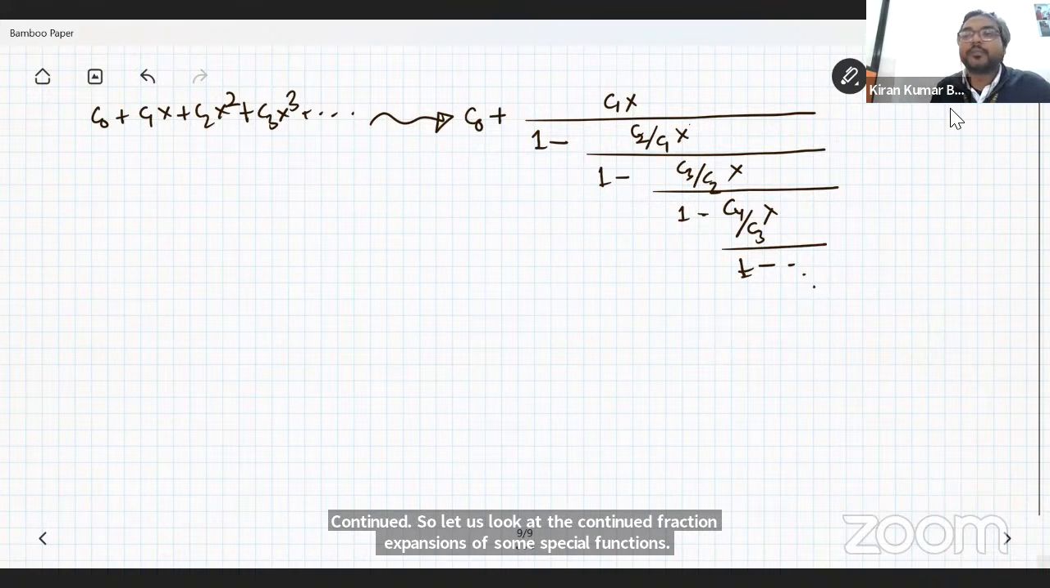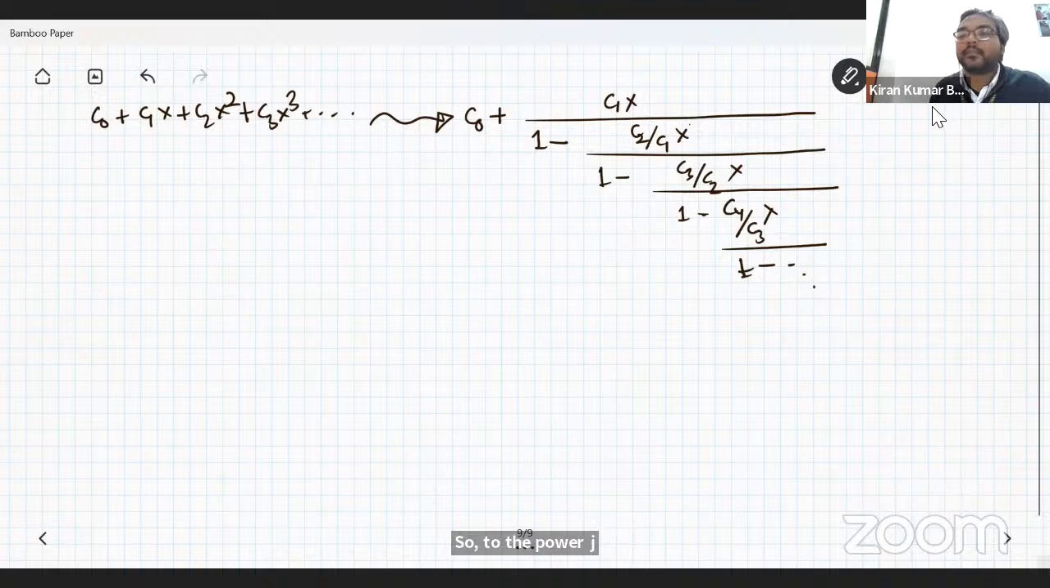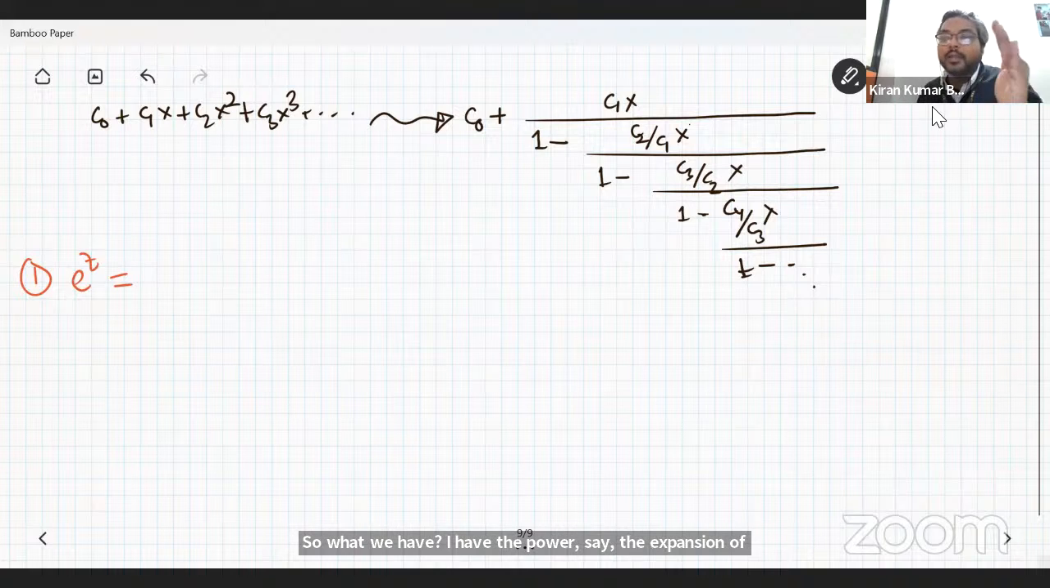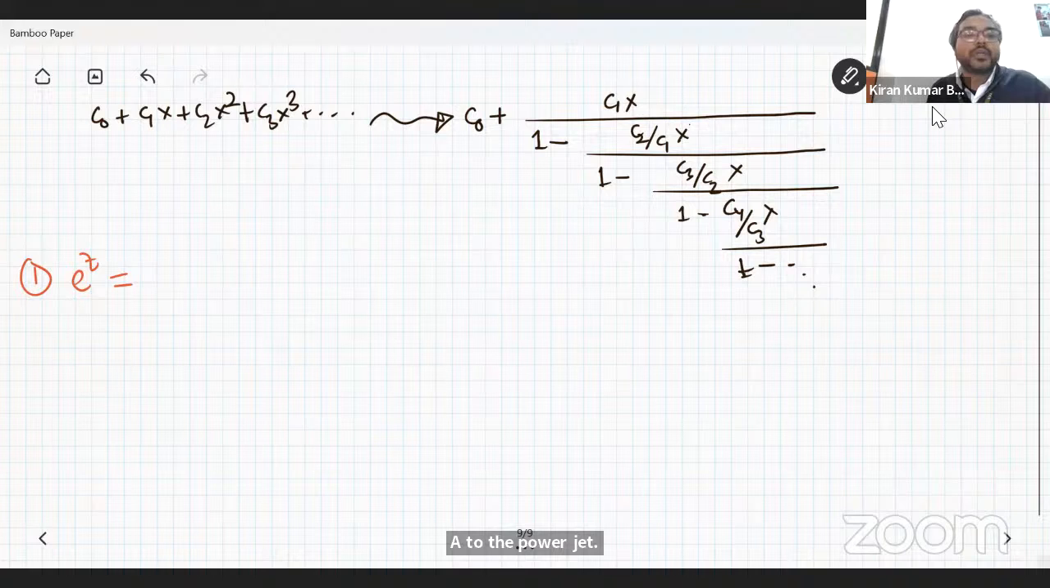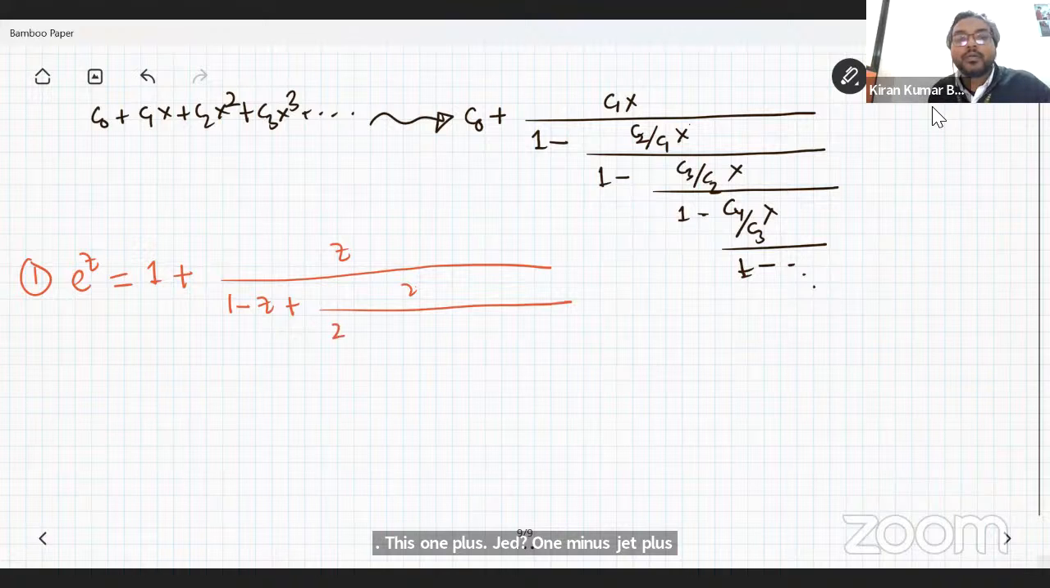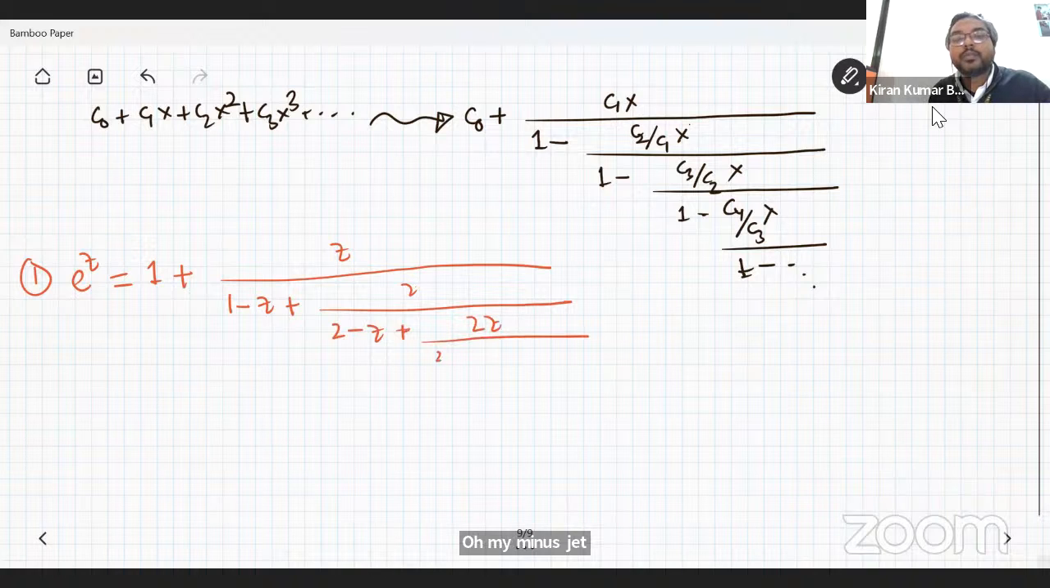So e to the power z. I have the power series expansion of e to the power z, and I have converted it into the continued fraction: 1 plus z by 1 minus z plus z by 2 minus z plus 2z by 3 minus z plus 3z by 4 minus z plus and so on, right?